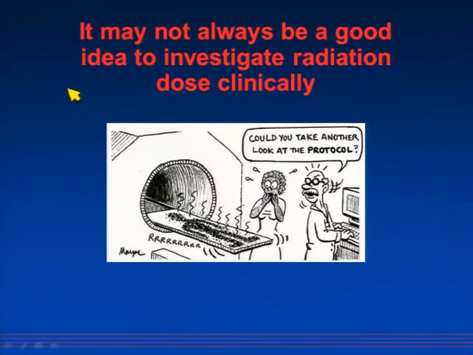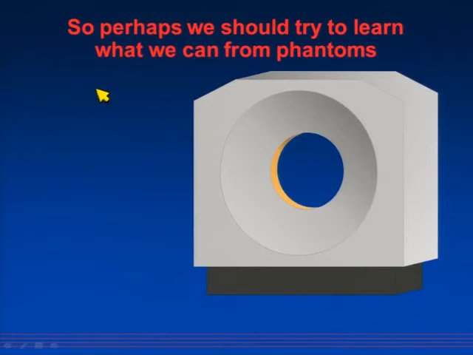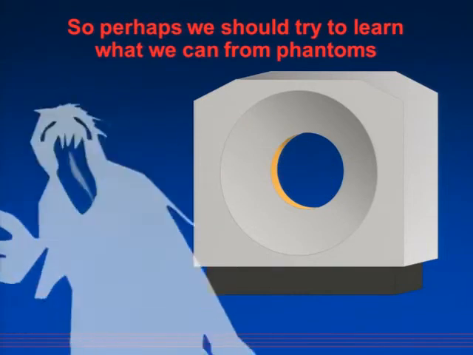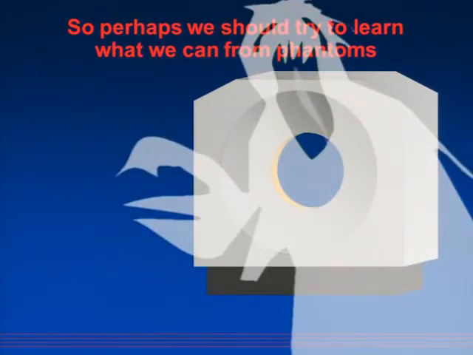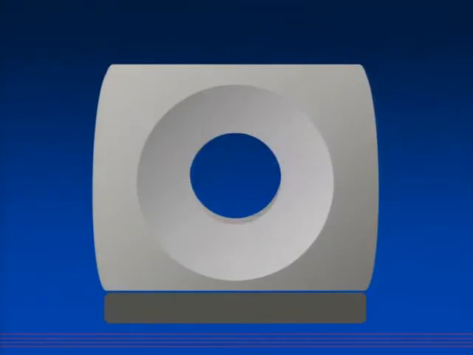Now, it may not always be a good idea to investigate radiation dose clinically. So perhaps we should try to learn what we can from phantoms. Now, here is our first attempt. Even though this phantom seems to be unharmed, as far as we can tell by the low level of radiation used in CT, it's far too transparent, and it also doesn't hold still very well. So rather than use phantoms, we decided to go with a chunk of plastic.